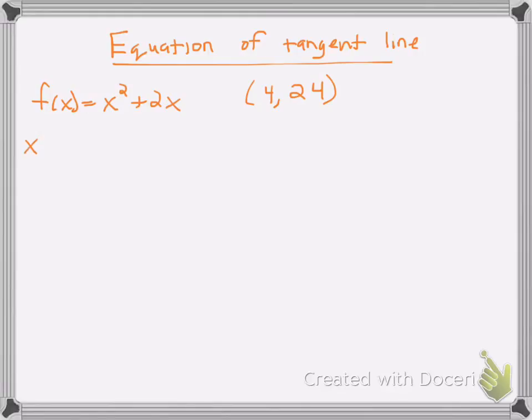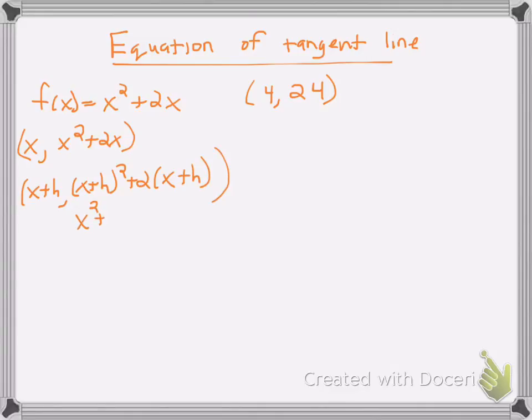So take your original function, write your point, your input is x, your output is the function, x squared plus 2x. Create your new point, add a distance to x, which means if your inputs change, your outputs will all change. So I'm rewriting out my new output. With that new output, like always, multiply everything out. And you'll end up getting this x squared plus 2xh plus all that other stuff. Now you have your 2 points.